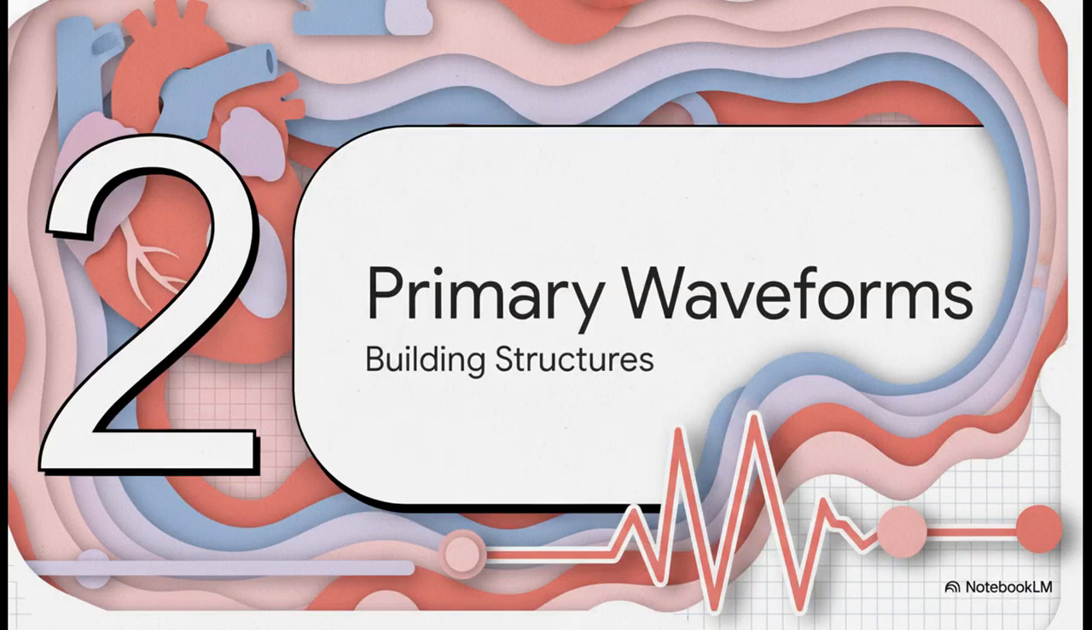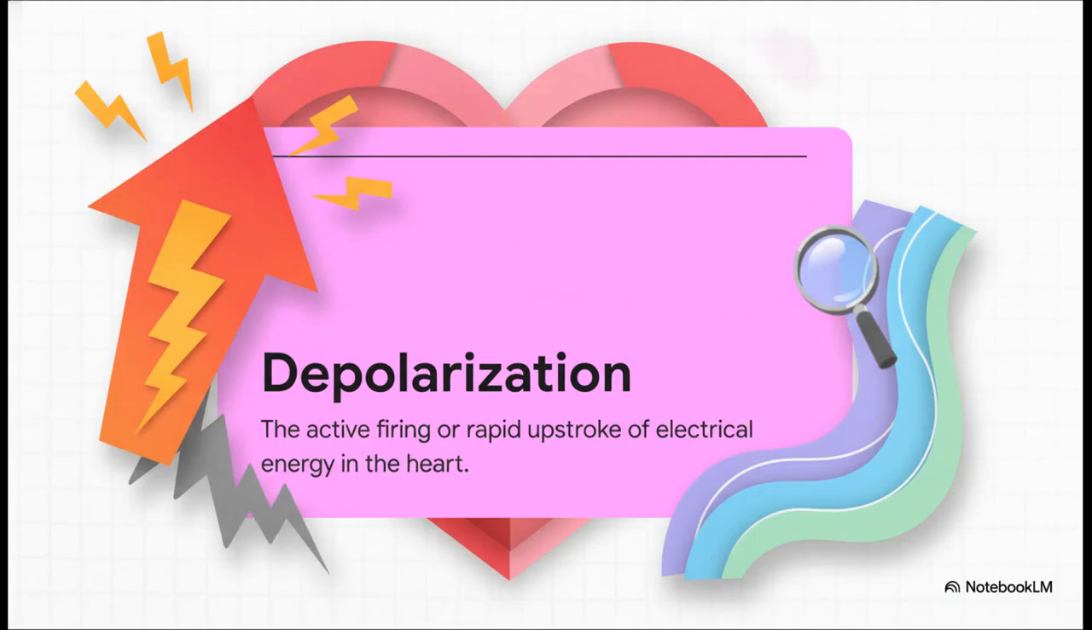Let's move to part two, the primary waveforms, building the structures. Let's see how our foundation builds into the actual physical structures of the heartbeat. We're going to construct the primary ECG waveforms, which, by the way, are just labeled alphabetically to represent specific phases of cardiac activity. But before we get to the specific waves, I want to give you a really solid mental anchor. Every single wave you see represents one of two things: depolarization or repolarization.